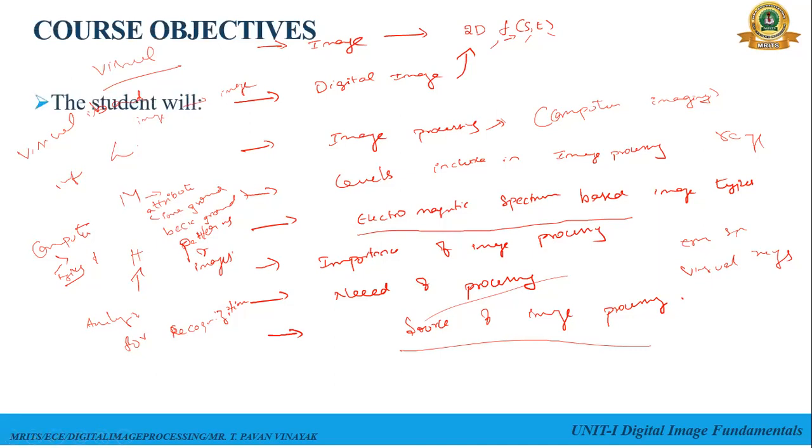So the need of image processing is mainly to improve the quality for human vision purposes, as well as for storage and transmission purposes.